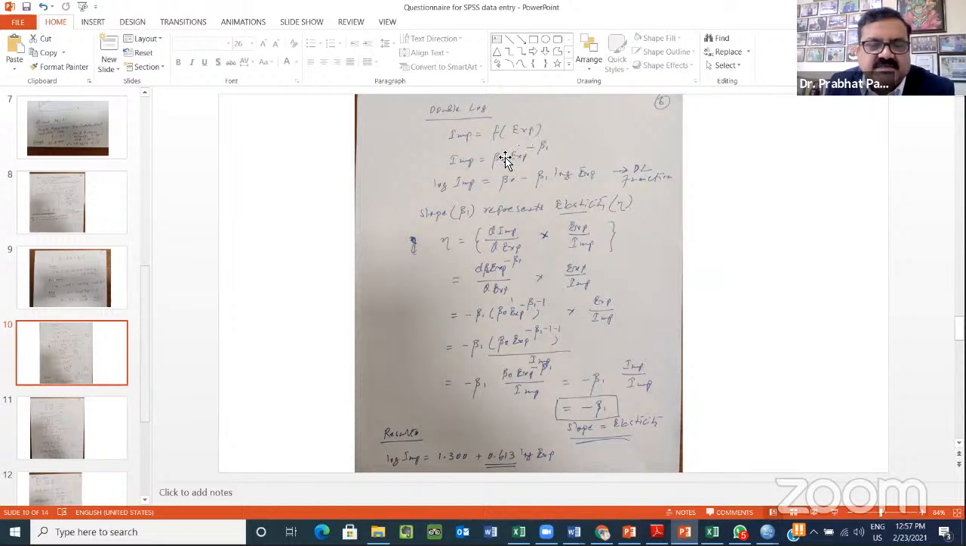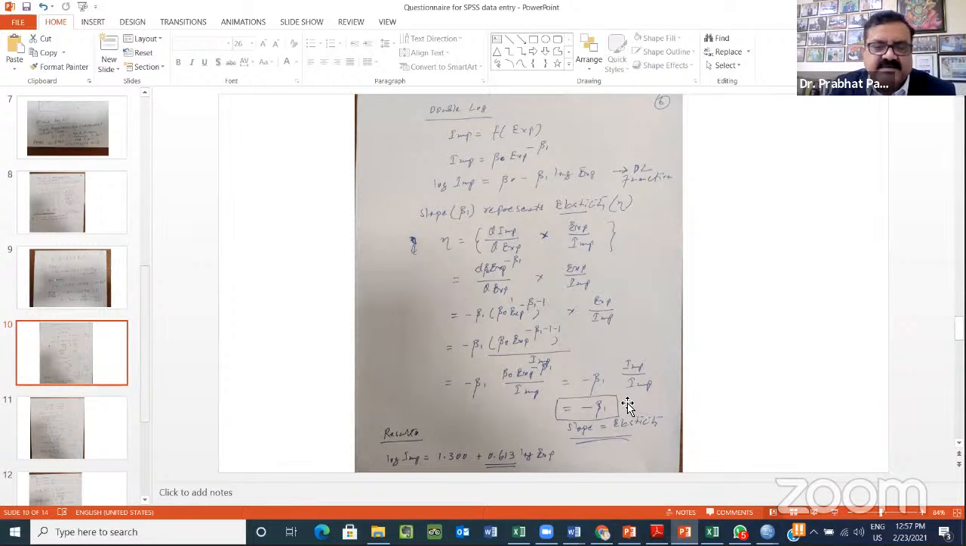So this whole thing is substituted with IMP over here. So IMP upon IMP you get over here. So these two get cancelled, and what you get is a minus beta 1. So elasticity will always be in the minus range. So you take the modulus and interpret the elasticity in absolute form.